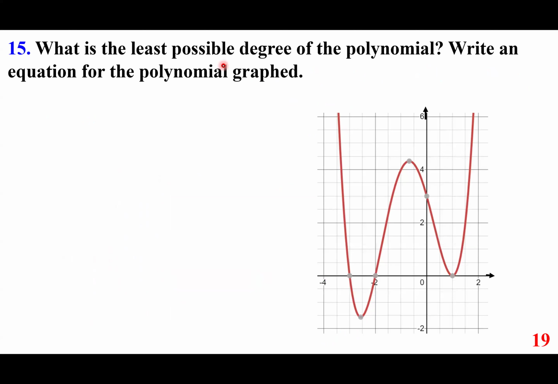What is the least possible degree of the polynomial? Write an equation for the polynomial graph. So here's the graph given. What is the least possible degree? Should be 4. Why is that? Look at peaks and valleys, the number of terms. This is 1. This is the second one. This is the third one. We have 3 terms. So you have n, which is larger than that, at least 5.